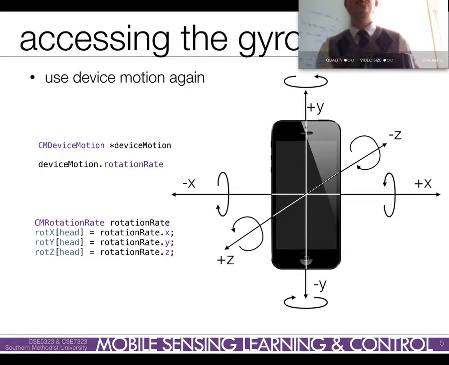For accessing the gyroscope, which we talked about last time, what we're going to do is use deviceMotion.rotationRate, and that's going to give us a class called CMRotationRate, in which we can query rotationRate.x, .y, and .z. So that tells you the velocity at which the phone is turning in either one of those axes that we defined over here by the right-hand rule. Questions on that? No? Good.